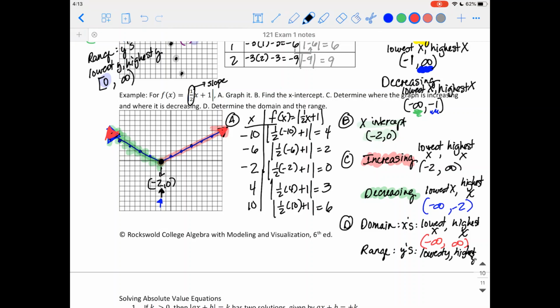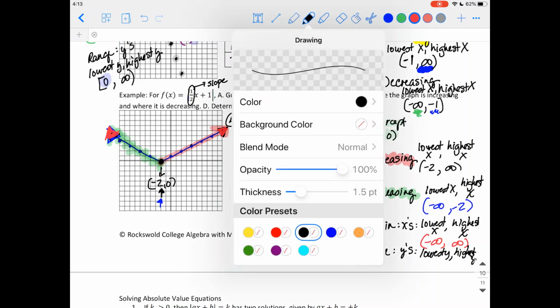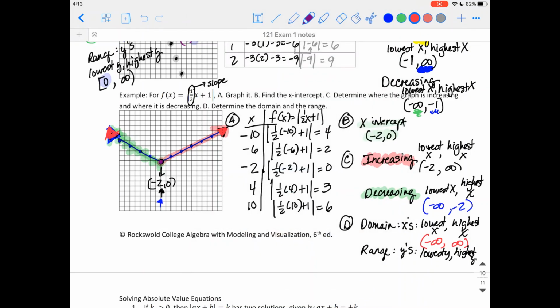So my lowest y is the lowest point on the graph. So the lowest point is this point right here, and the lowest y value is 0, and it's an actual point, so it's going to be bracket 0. And my highest y value, because of these two arrows going forever to the right, forever up, is going to be infinity with parentheses as usual.